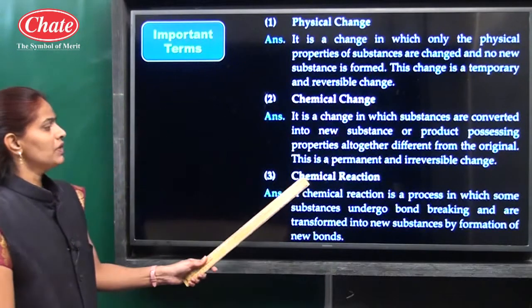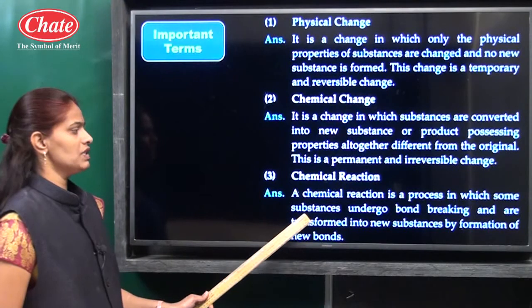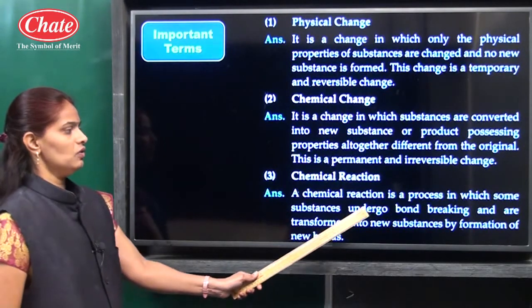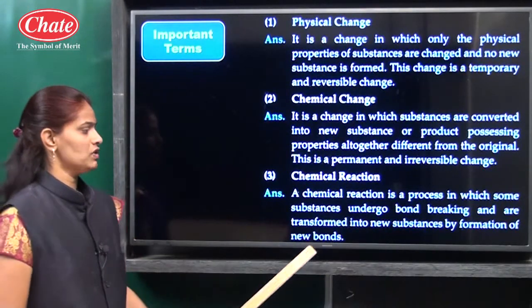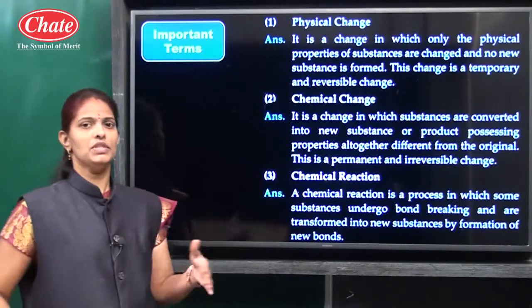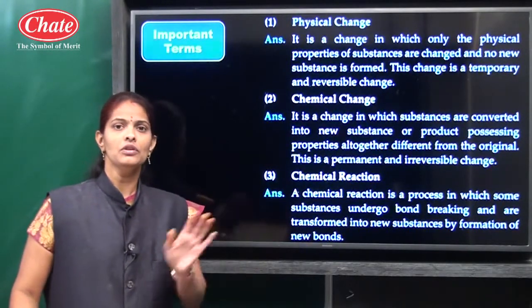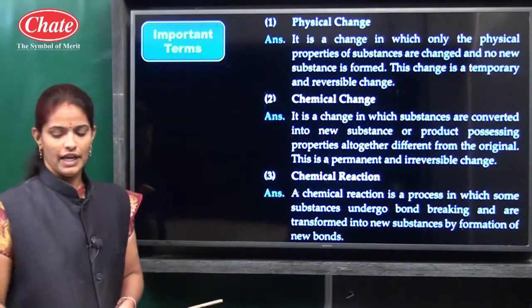Then the next term, chemical reaction. A chemical reaction is a process in which some substances undergo bond breaking and are transformed into new substances by the formation of new bonds. You know, chemical reaction means permanent transformation of reactants into products.